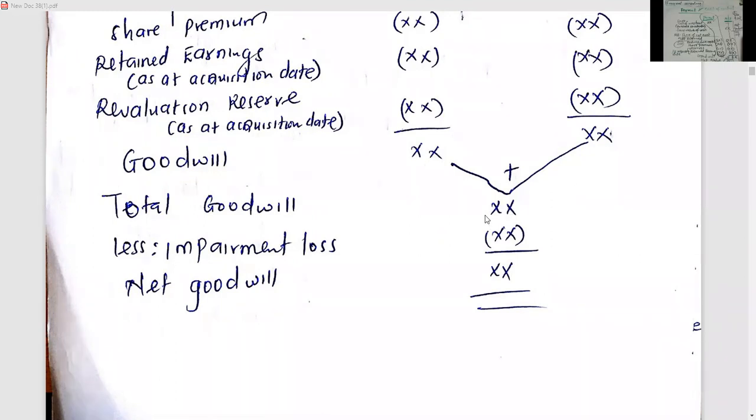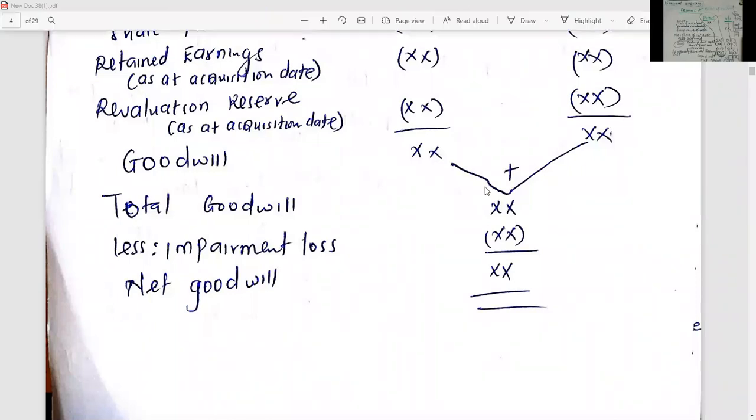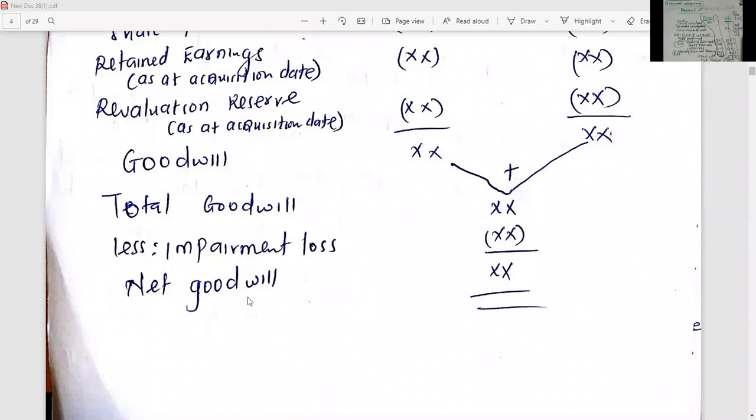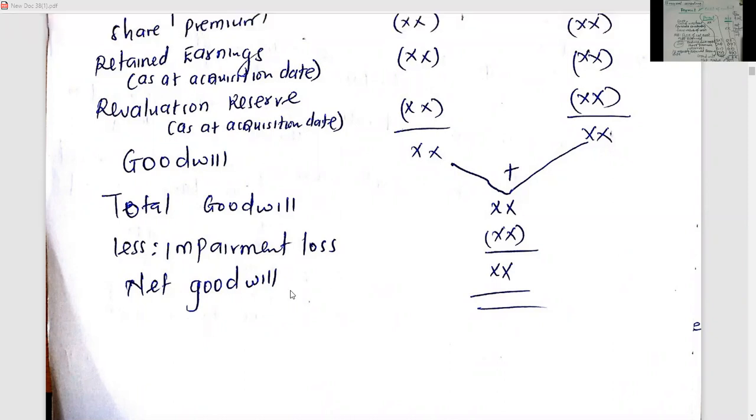So once I have my total goodwill, remember that in your exam scenario you will be told to impair it. So you have to subject your goodwill to impairment so that you get the net goodwill. This impairment is an expense, which we write to the income statement. Positive goodwill is a non-current asset. Negative goodwill is an income.